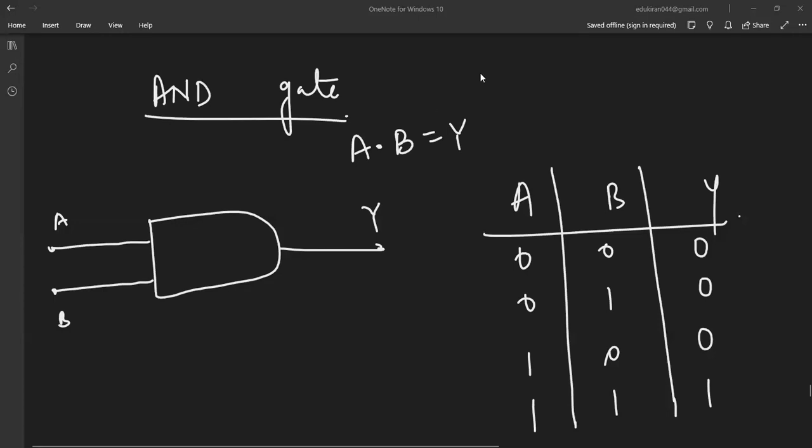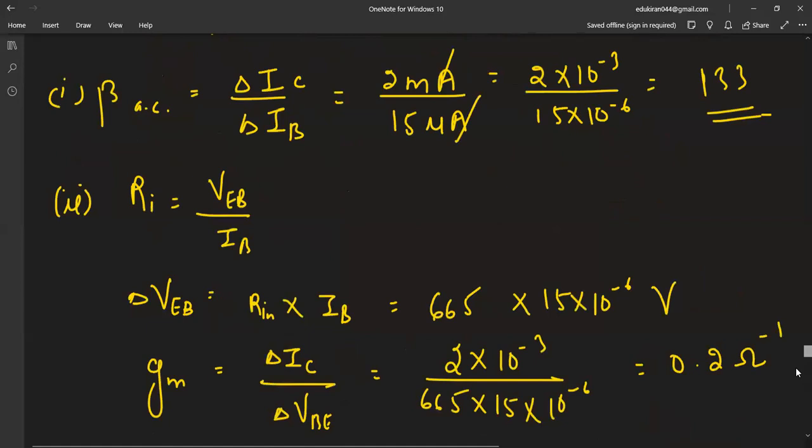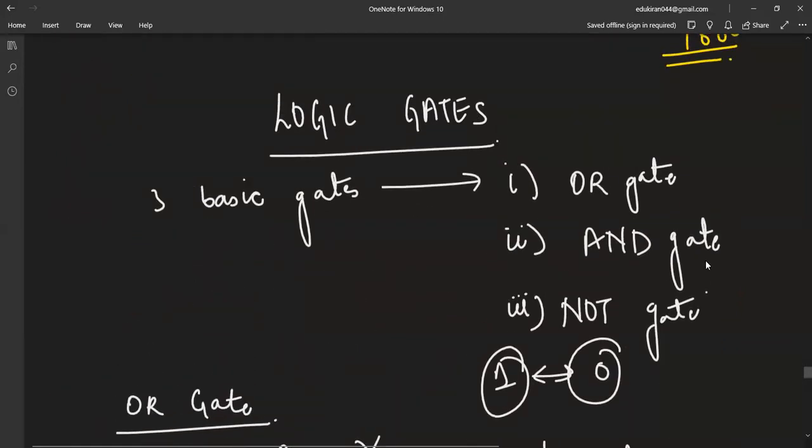Yes, Shai. So in the last class, we had started with semiconductor logic gates. So OR gate, AND gate, and NOT gate. These work on Boolean algebra. This I already mentioned. Boolean operators are present.